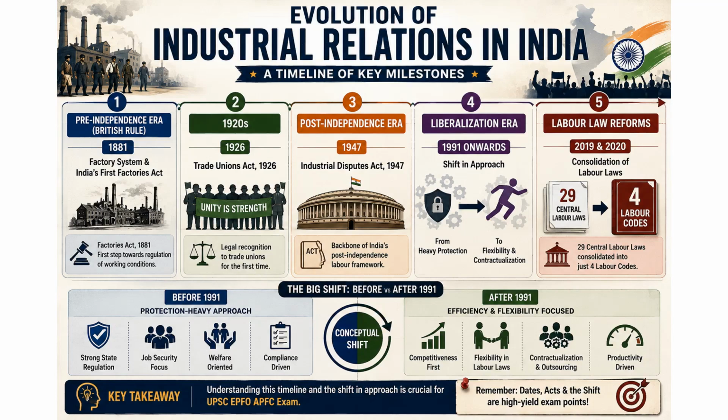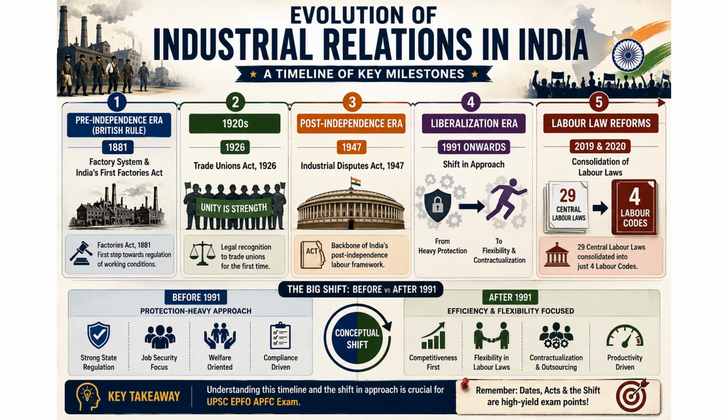Let's now trace how industrial relations evolved in India. And I want you to really lock in this timeline because we're going to keep coming back to it in later episodes. It starts in the pre-independence era, under British rule, with the factory system and India's very first Factories Act in 1881. Then, in the 1920s, we got the Trade Unions Act of 1926, which gave legal recognition to trade unions for the very first time.